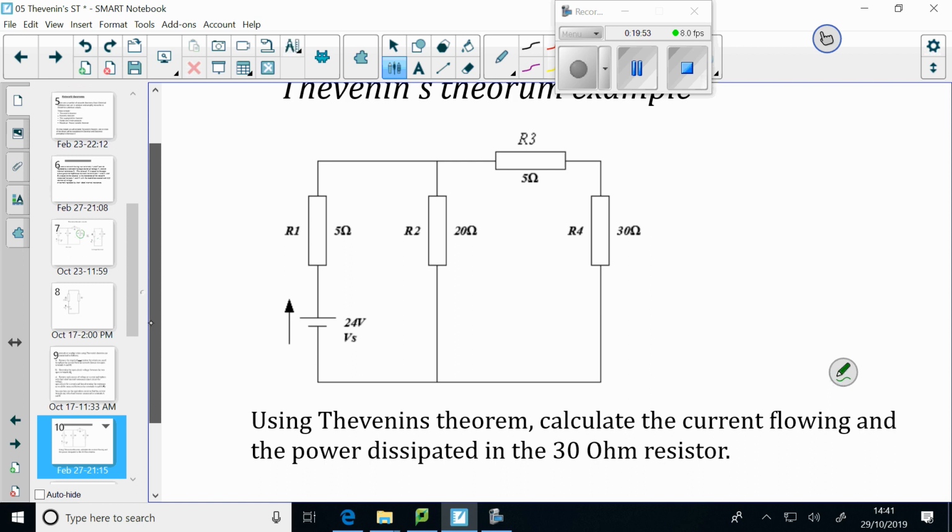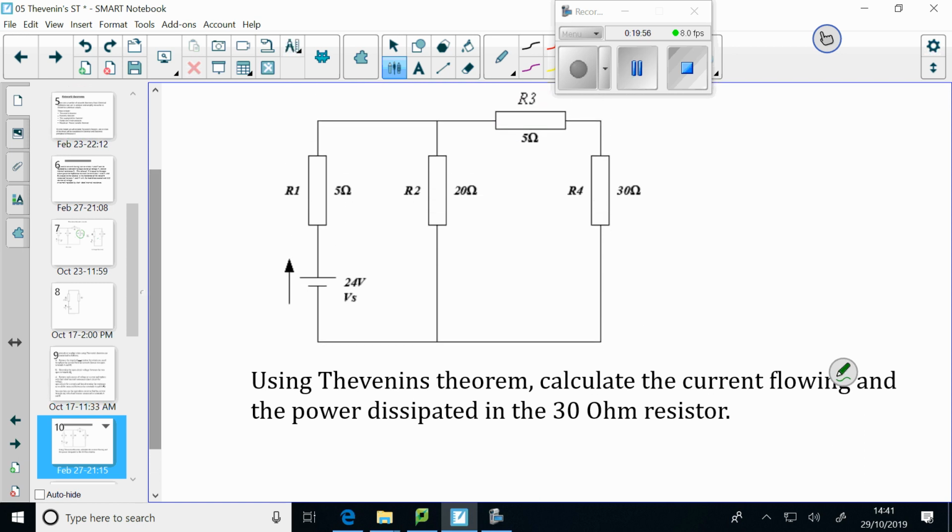So, we're going to use Thevenin's theorem to calculate the current flowing and the power dissipated in a 30 ohm resistor. What you'll find I've done in your notes is repeated the allowed space for you to repeat the diagrams. I think I've included the diagrams of each stage, I'm not sure. And then towards the end there's some examples for you to have a go at. So this is going to be our resistor of interest. That's the one we're going to analyse to find out what the current through and the power dissipated by the 30 ohm resistor is.